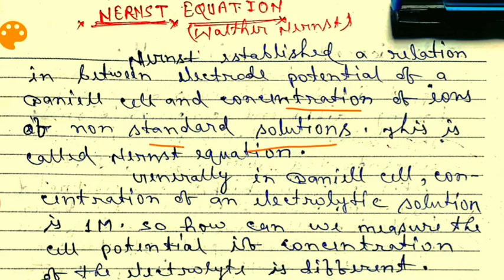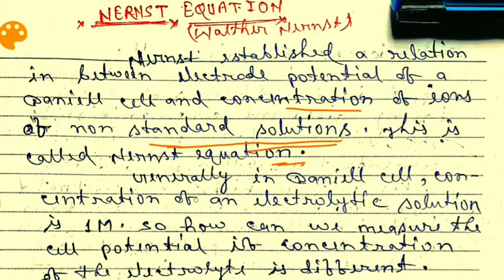As you have read, in the Daniell cell, a standard solution was used. A standard solution means having concentration 1 M. So, in the Daniell cell, a 1 M solution was used. Even in a standard hydrogen electrode, the concentration of sulfuric acid was 1 M. Now, if the concentration is other than 1 M, then how can you determine the electrode potential? It is explained by Nernst.